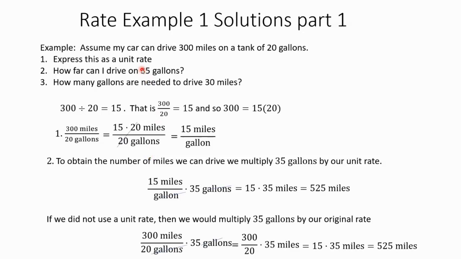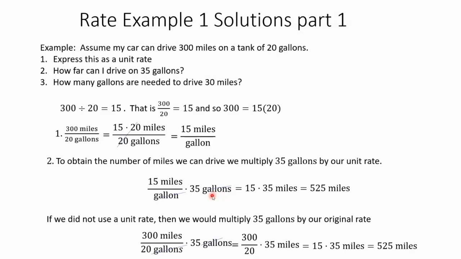So that's for the first part. Now, how do we get the number of miles that we can drive? We want to know how far we can drive on 35 gallons, right? Well, we know we can go 15 miles per gallon. If we have 35 gallons, we want to know how many miles we can go. You just multiply. You can see that the unit gallons are going to cancel, and what we're left with is miles. So basically, we're just multiplying.